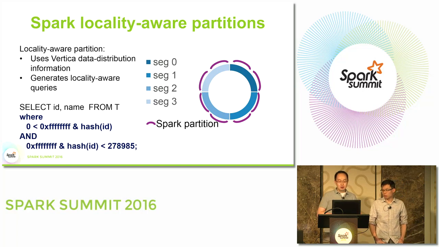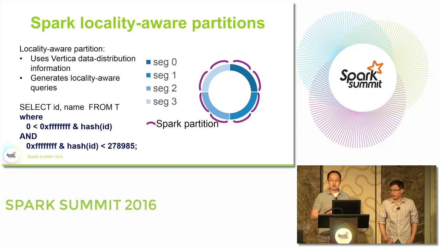So our connector will enable a Spark locality-aware partition. Each Spark locality-aware partition will use Vertica data distribution information to generate a locality-aware query. To generate such a query, the Spark partition needs to understand the upper bound and lower bound of the segments, and also the segmentation expression.